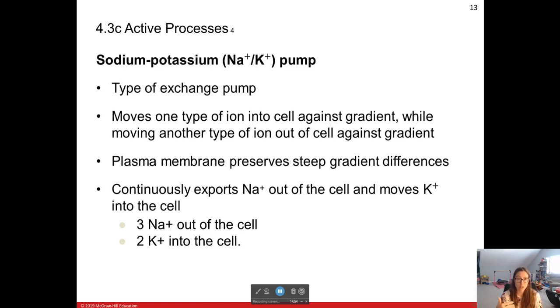So this cell, specifically the sodium-potassium pump, continuously exports 3 sodium outside of the cell and moves 2 potassium into the cell all of the time. So it's going to be important to know these numbers, especially when we get to our next couple of chapters.